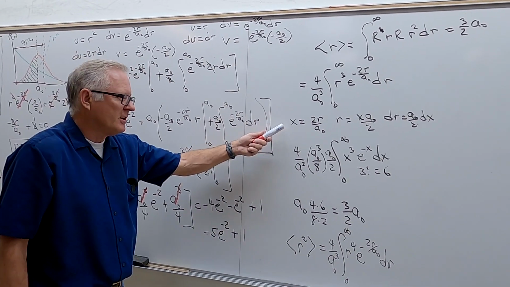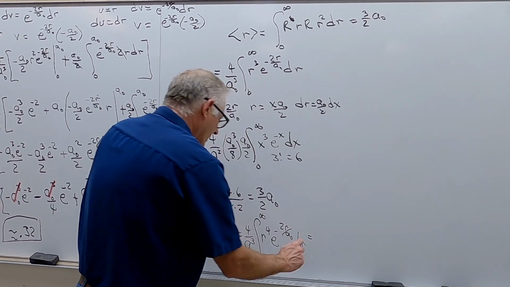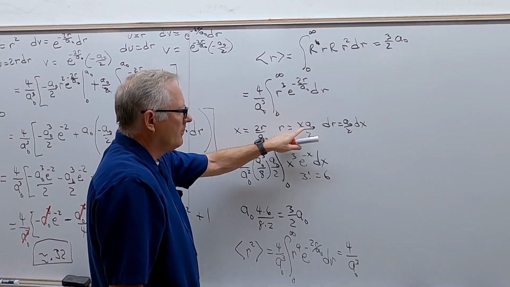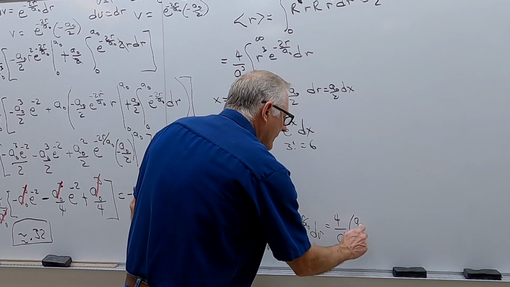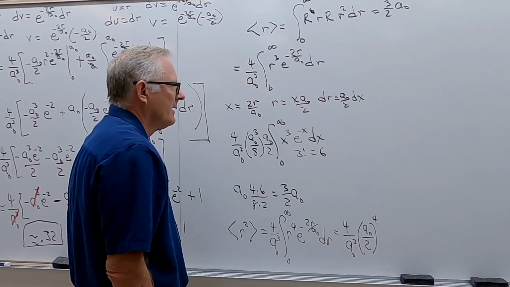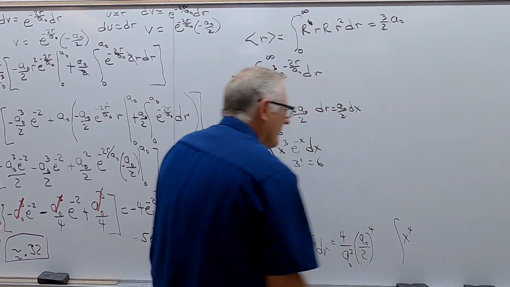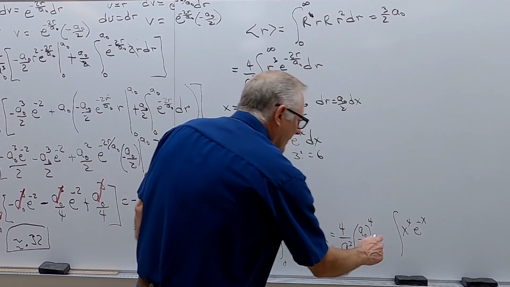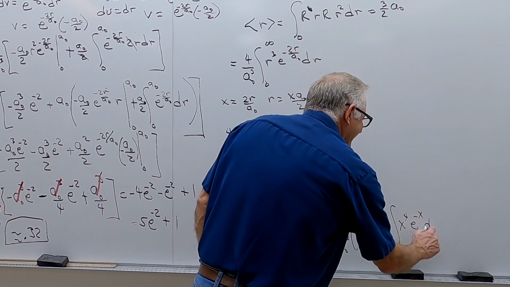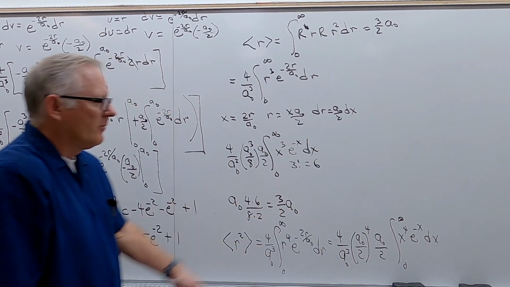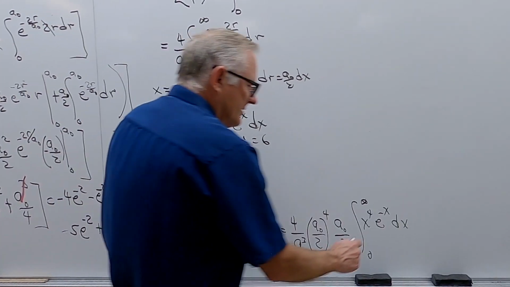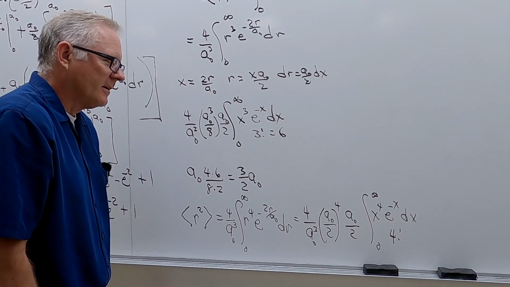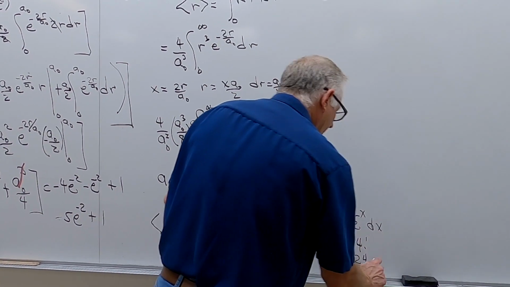We'll use the same substitution here. So this becomes 4 over a naught cubed r to the 4th. That would give me, pull out the a naught to the 4th, well, a naught over 2 to the 4th. And then in the integral, we still got x to the 4th. We still have e to the minus x. And then the dx, or dr, will pour out another a naught over 2, a naught over 2 dx from 0 to infinity. That will just be 4 factorial, which is 4 times 3 times 2, which is 24.